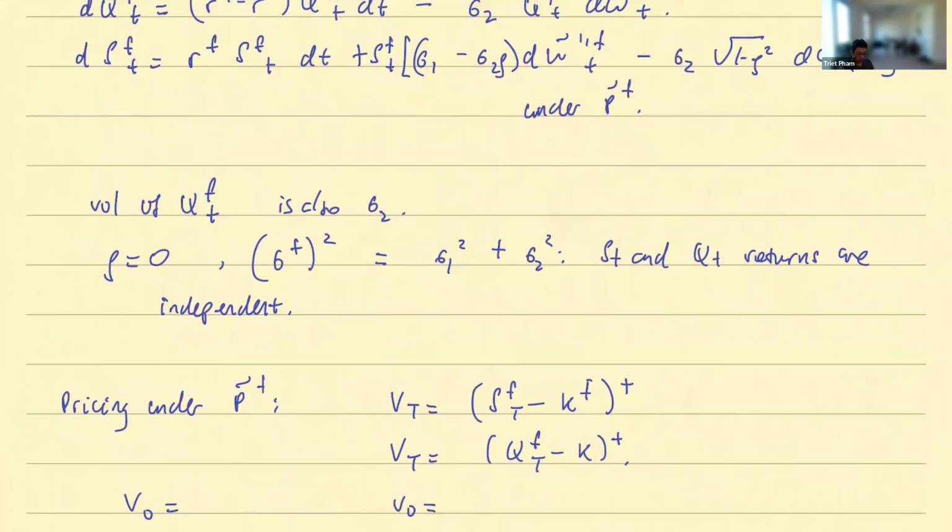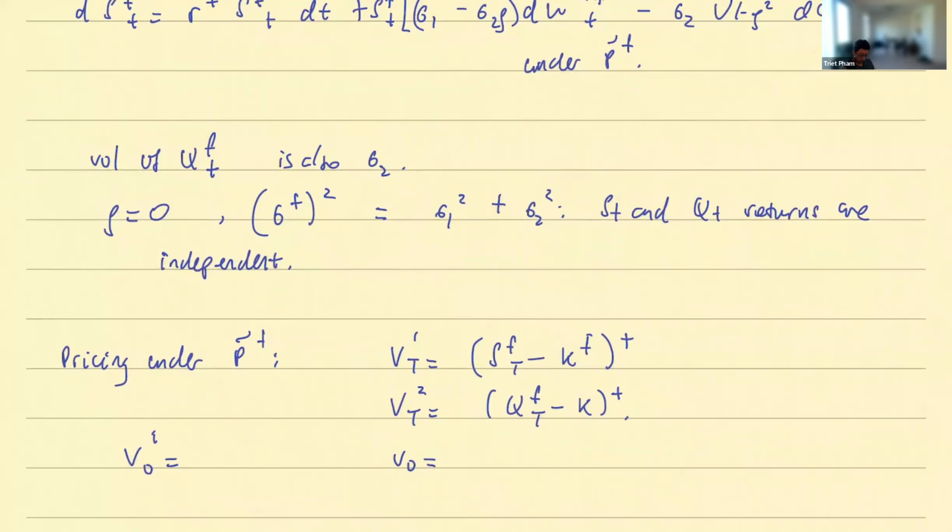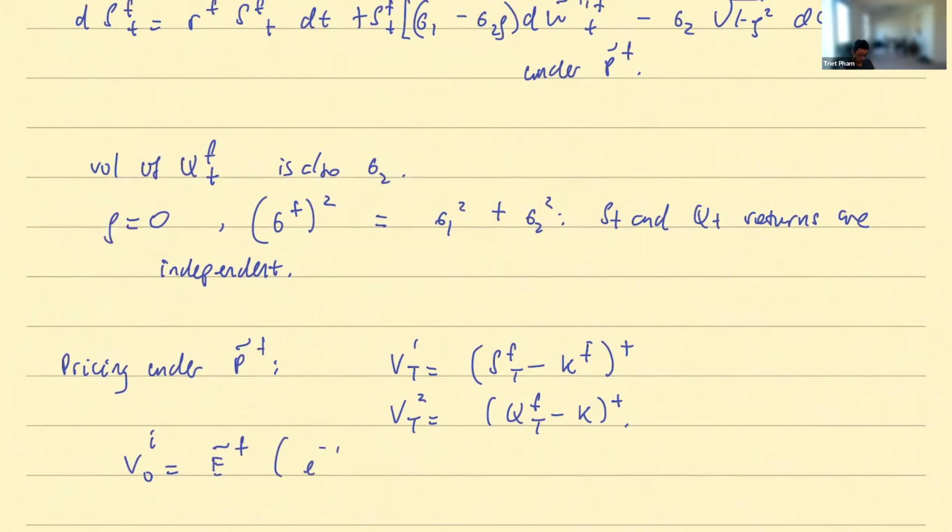Okay. Now, actually, it'll be very, very interesting for you to think about this. Let's call this V1 and this is V2. Obviously, the common formula is still this: Vi is E tilde F of e to the minus rF T ViT, like that.